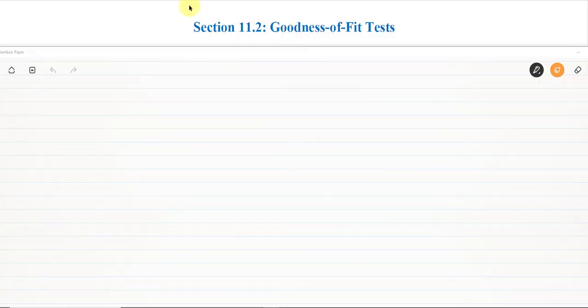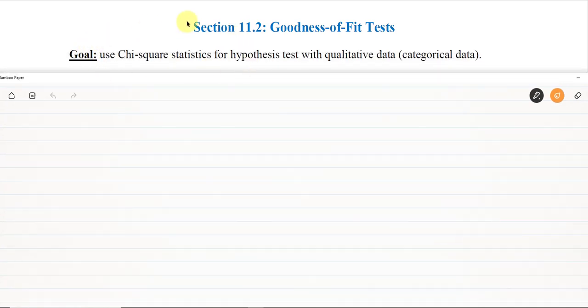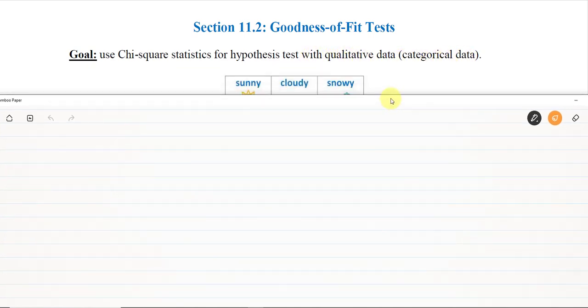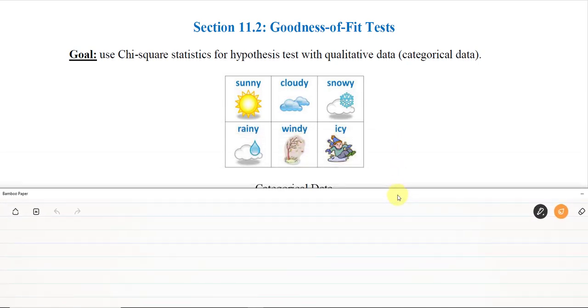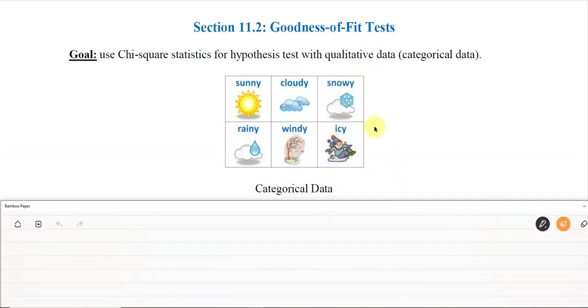In this video, we are going to talk about the goodness of fit test after we learn about the chi-square distribution from the last chapter. The goal in this video is to use the chi-square statistics for hypothesis testing with the qualitative data or categorical data. And one example of that is about the weather. This is a qualitative data.